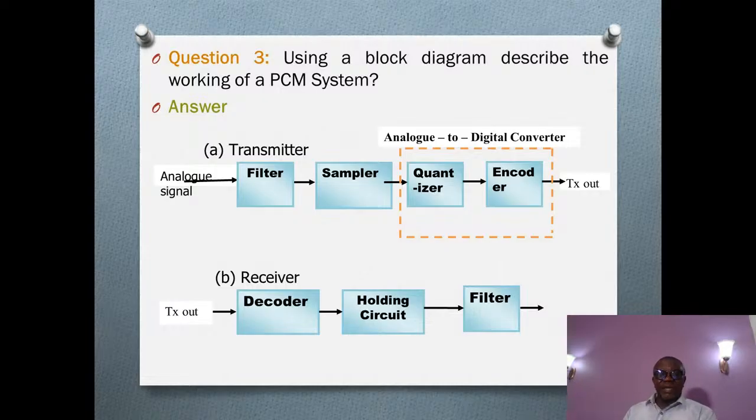At the receiving end, the decoder will do the reverse process of the encoder, and as it is doing that, the holding circuit is holding them. Depending on the timing, it will then send that to the filter, which gets back the equivalent of the filter at the transmitting end. So that is basically that.